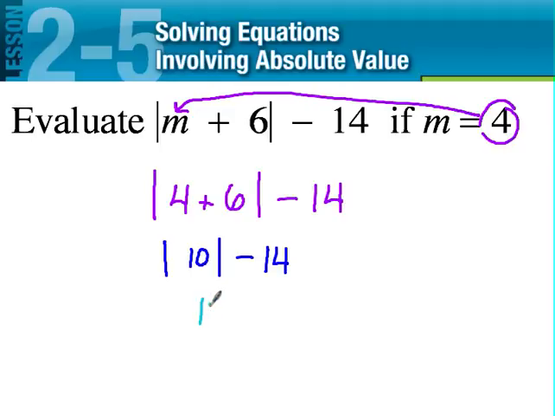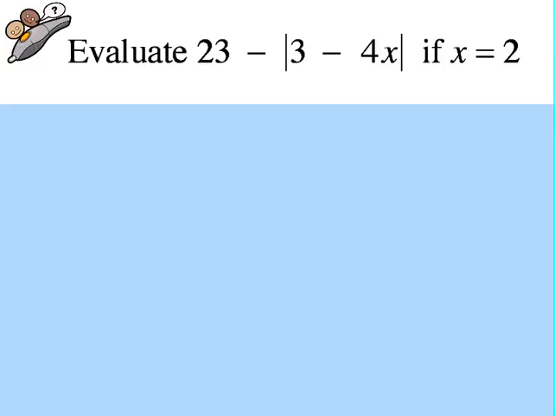10. So now I just need to subtract 10 minus 14. What do you get when you subtract? Negative 4. Very good. And that's it. Okay, so it's just a matter of replacing a variable with a number. So let's go ahead and look at this one.